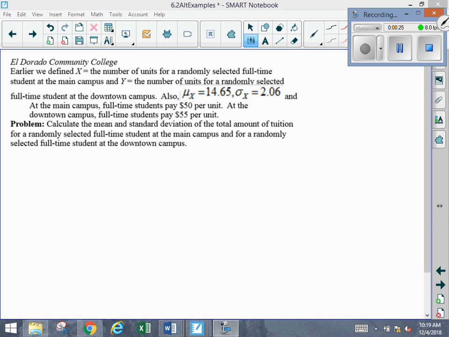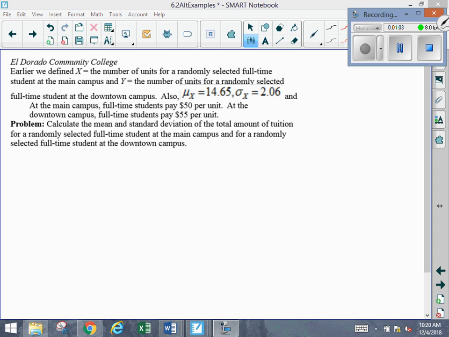So we're taking some distribution. I believe we're talking about distributions T and distributions U that we found out before, right? I think T was the amount of tuition at the main campus, and U was the tuition at the downtown campus. And I don't remember what those are, and I erased them. So maybe you guys have them.